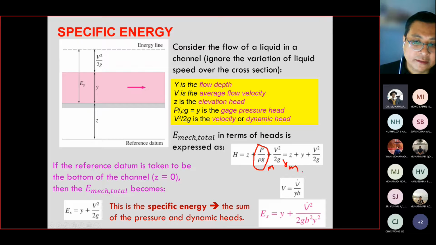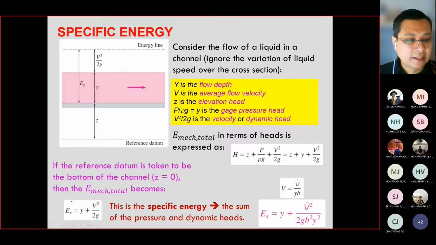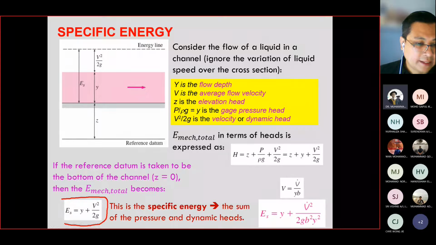So this is in the form of head. Head. So everything will come out as head. If the reference datum is taken to be the bottom channel, z equal to zero, then the total mechanical energy becomes this one. For the mechanical energy, if the datum is the same, z is the same. The condition is z is the same, so this cancels out.